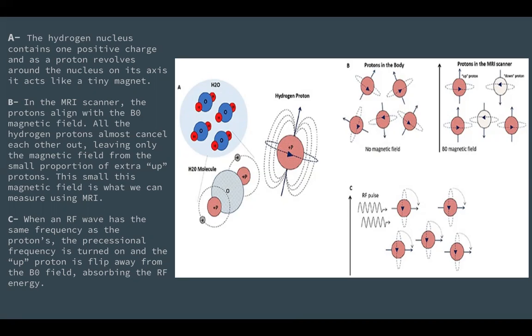However, this randomness changes when we place a human body into a very strong magnetic field, like an MRI scanner. Just like a compass needle aligns to Earth's magnetic field, when these randomly spinning hydrogen protons are placed in the MRI scanner, their axes realign them with the scanner's stronger magnetic field.